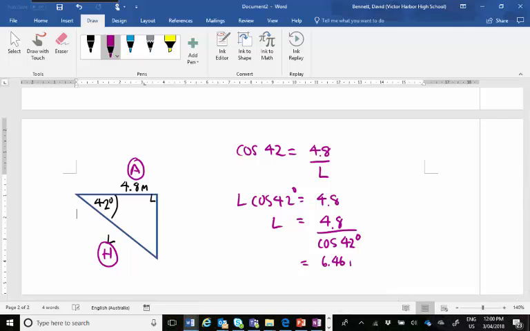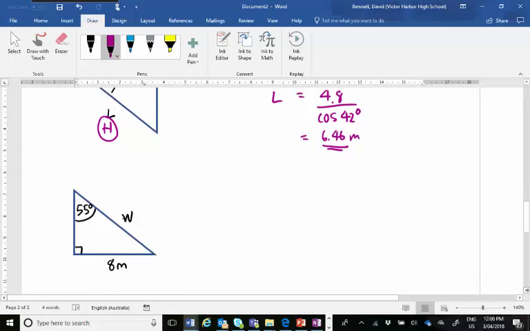6.46 meters. Again, looking at that, this angle over here would have to be like 48 or 50 degrees. So therefore, bigger angle, bigger side. Because we're looking at this being 90 degrees, we're expecting the length to be much bigger than 4.8 meters. So that makes sense to me.